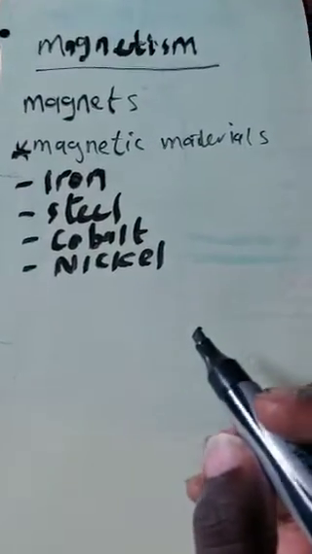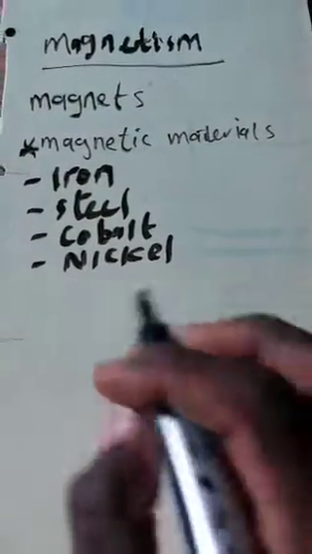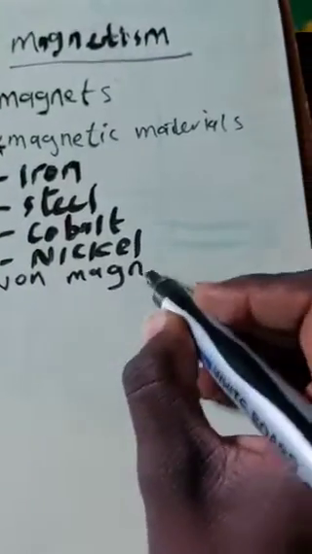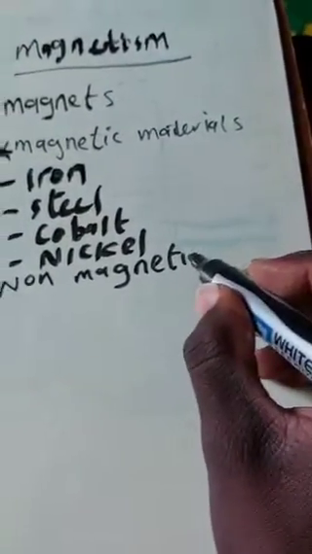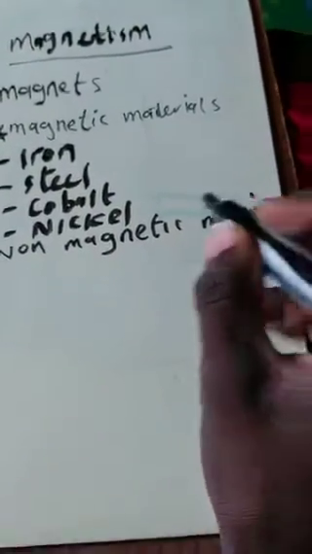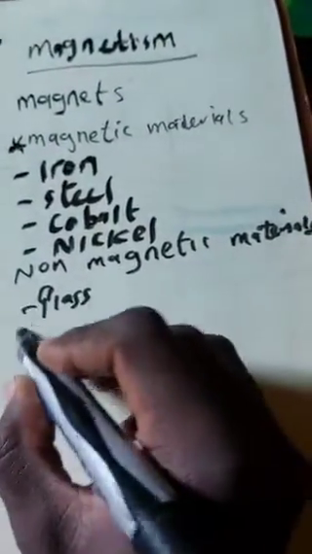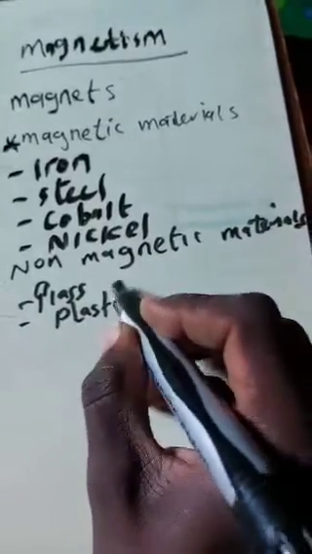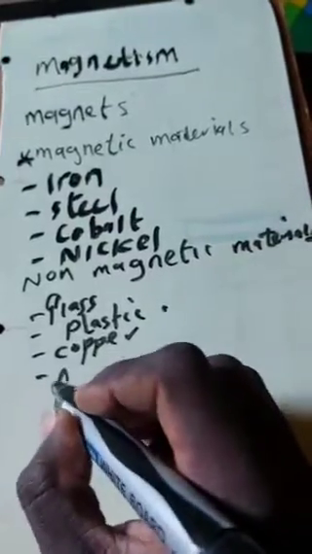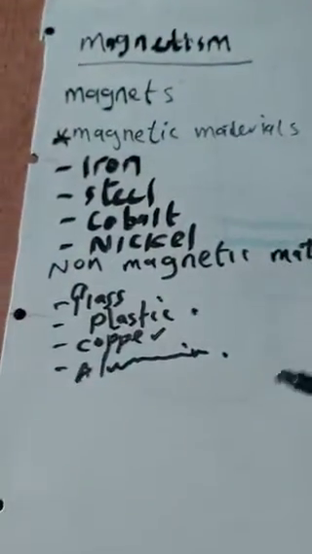Substances that cannot be attracted to a magnet are referred to as non-magnetic materials, e.g. glass, plastic, human skin, soil, air. So you can give a lot of examples here. I'll just give a few: glass, plastic, you can even put copper, aluminum. So those are non-magnetic materials.